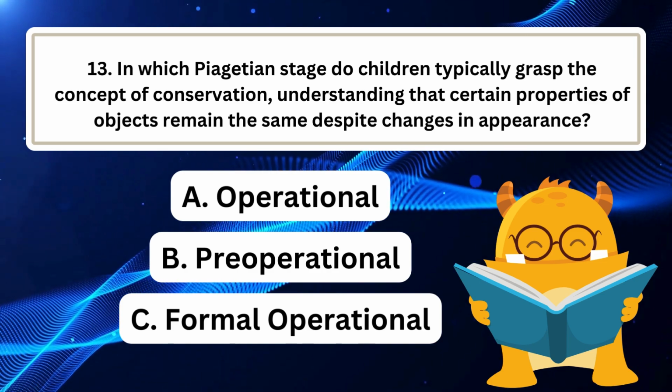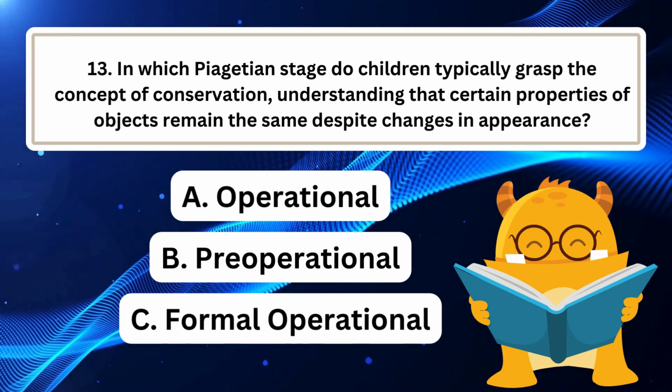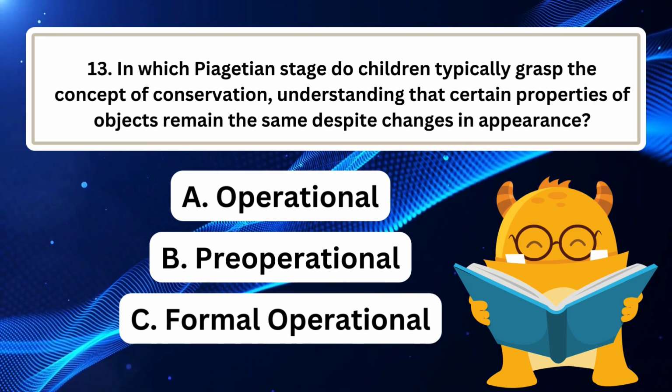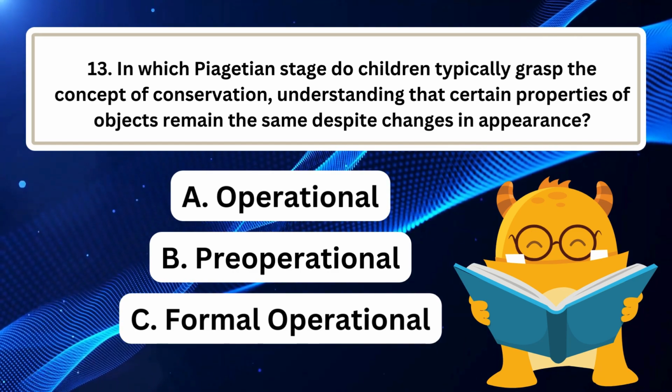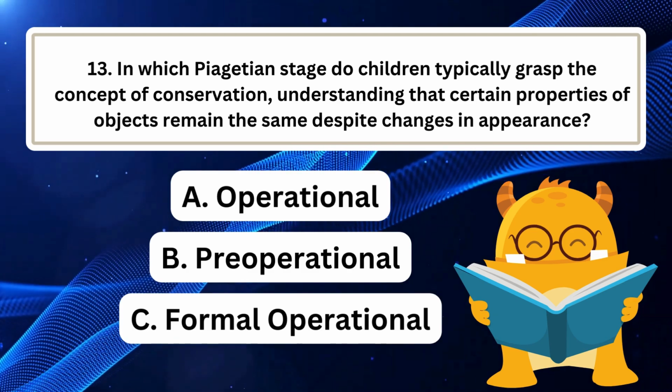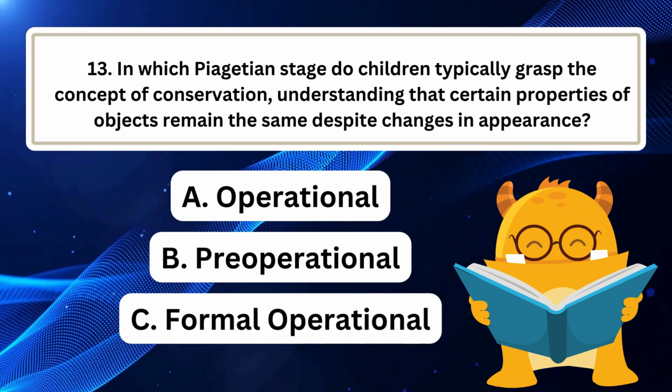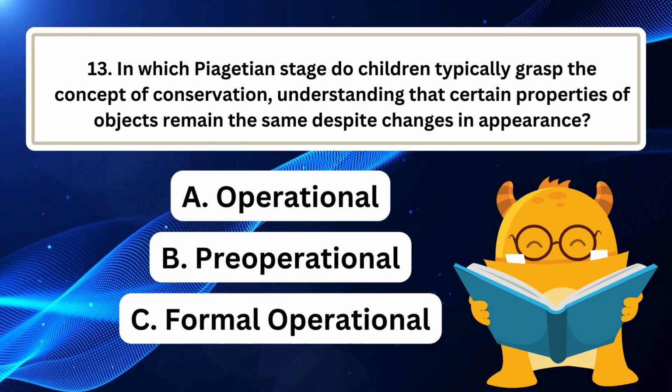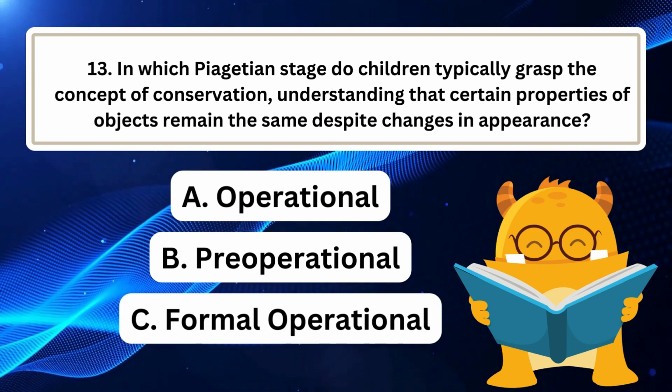13. In which Piagetian stage do children typically grasp the concept of conservation, understanding that certain properties of objects remain the same despite changes in appearance? A. Operational. B. Pre-operational. C. Formal operational.